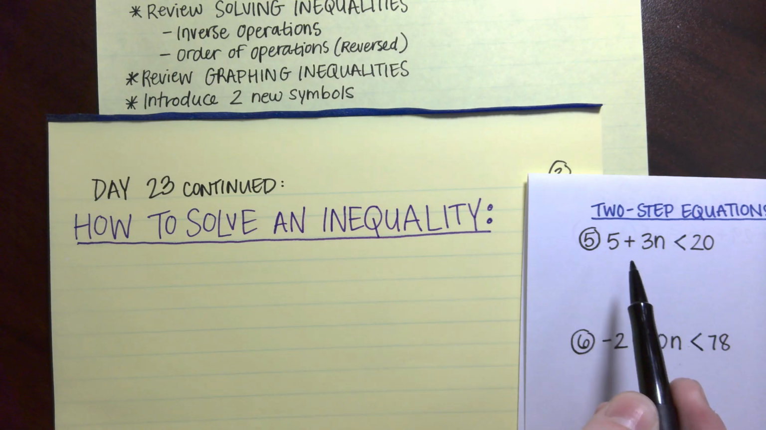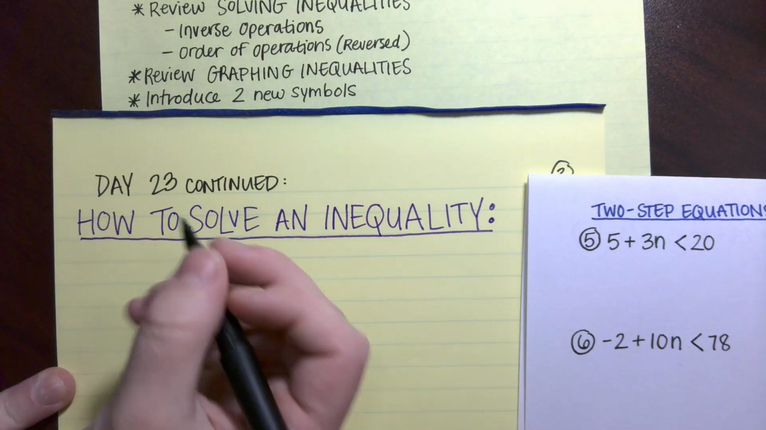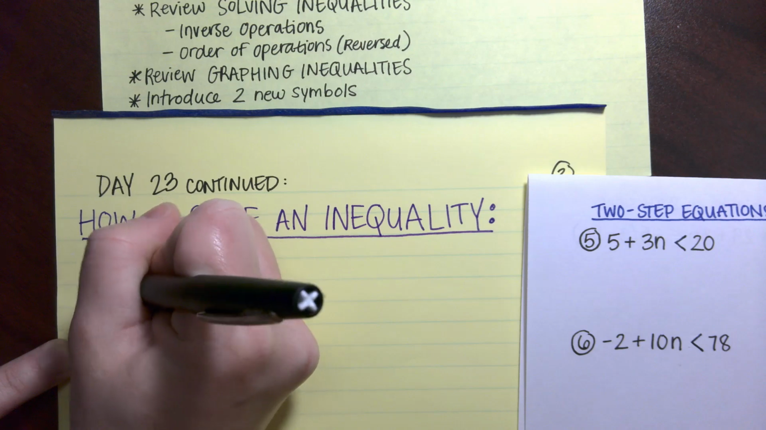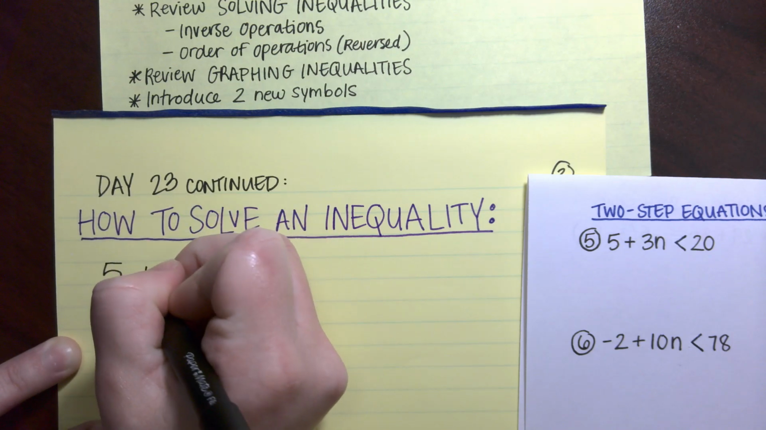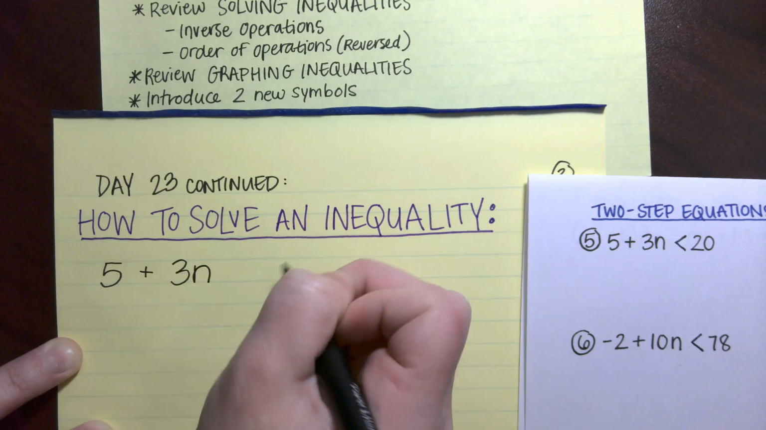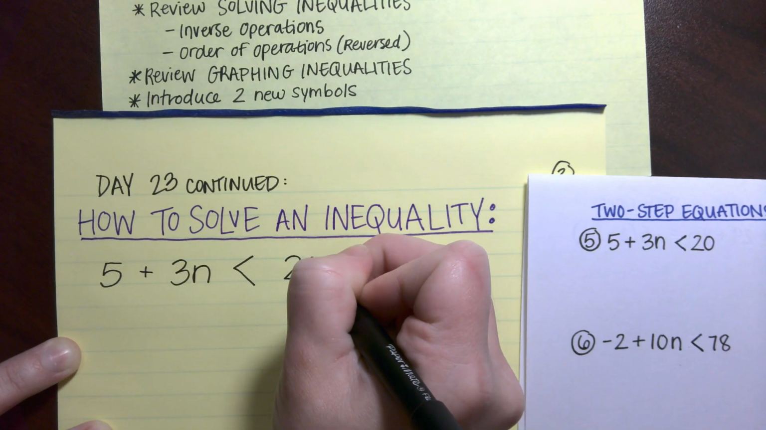I'm going to use number 5 here as our example. I think sometimes having an example to look at as we write a guide is a little helpful. So I'm going to write 5, I'm going to make it kind of big, plus 3 times n is less than 20.